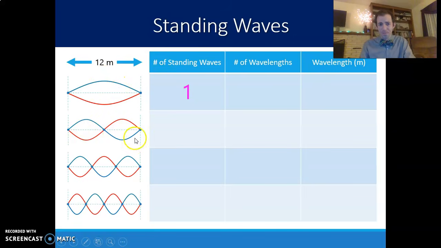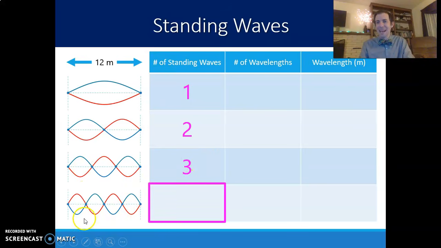This next one has 2 antinodes, or 2 bubbles. We'll call that 2 standing waves. Next one is 3 standing waves. How many standing waves would then be in this last drawing here? If you follow the pattern, it's pretty clear that this last one is going to be 4 standing waves, a standing wave representing each antinode in that system.